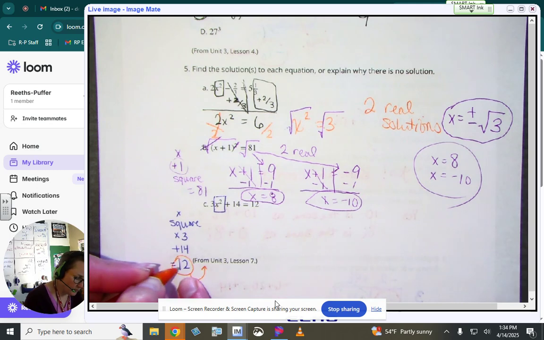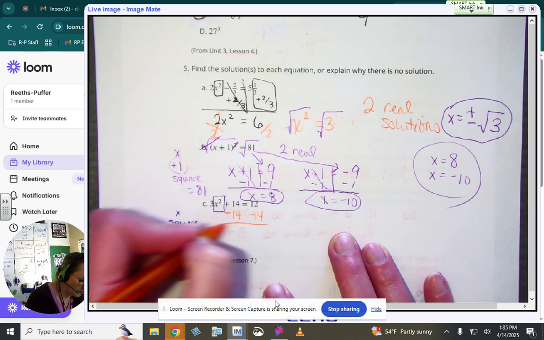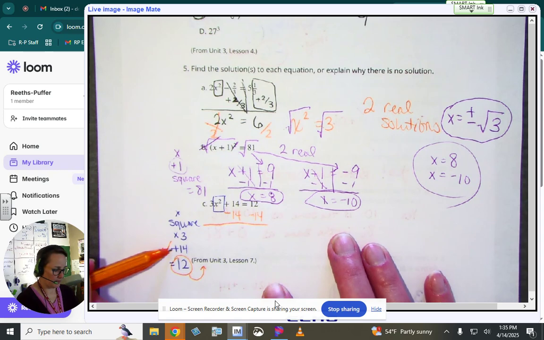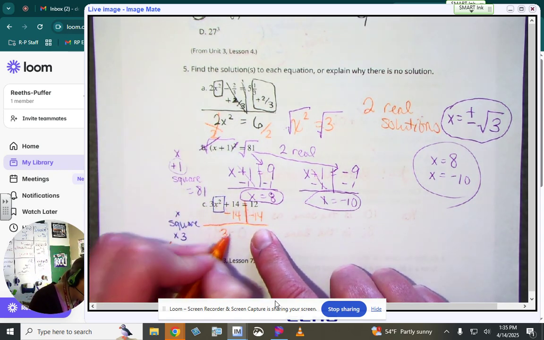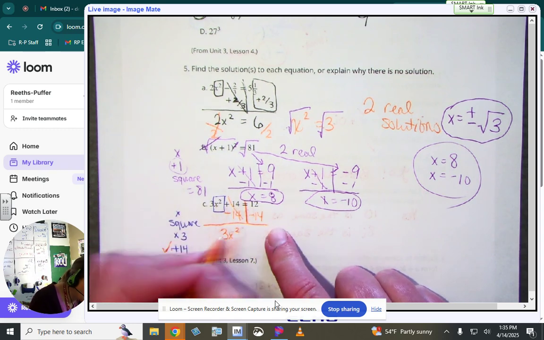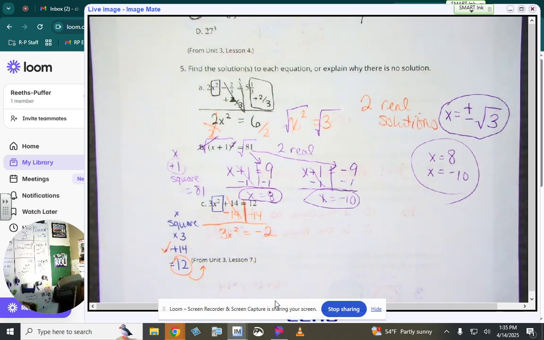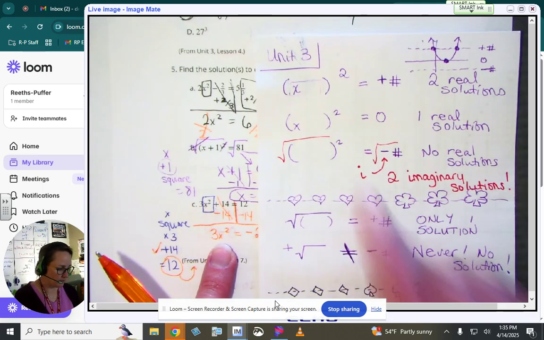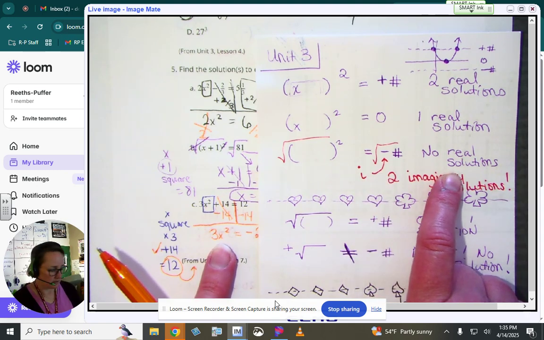backwards. 12 minus 14. So this just tells me what I'm going to do backwards, what I'm going to deal with first. I'm going to deal with that plus 14 by subtracting 14 from both sides. 3x squared equals negative 2. Wait a second. My paper that I just dropped on the floor says that if I have something squared equaling a negative number, I'm going to have no real solutions.